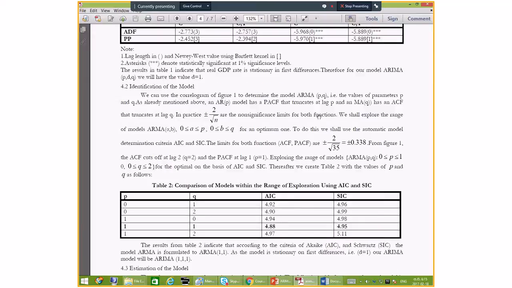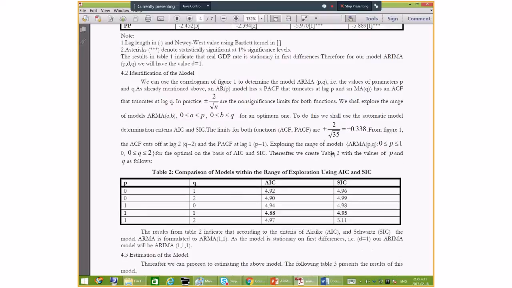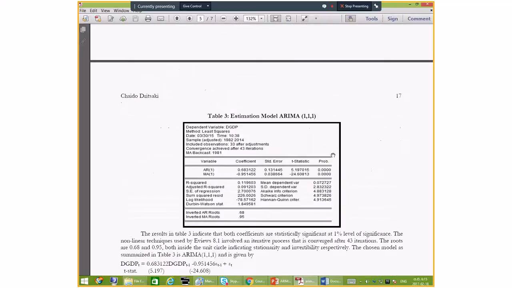Then check the model, ACF, PACF, limits of both. This is the formula to find the limits. Check that the ACF and PACF are in this range. Based on this, we can identify the number of ARs and number of MAs. Then estimate the model.